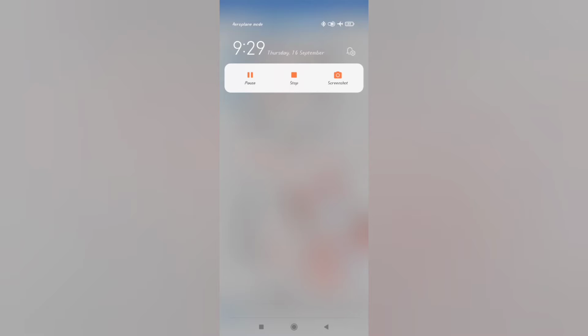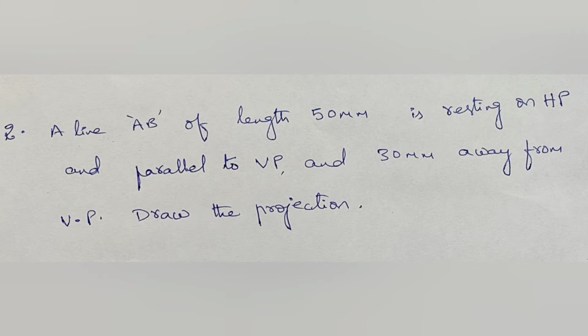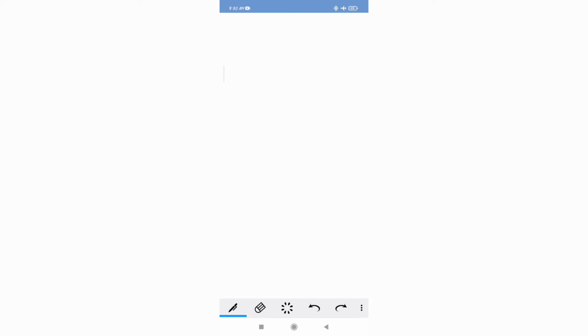Now let us see the second one. In the second question, a line AB of length 50 mm is resting on HP and parallel to VP. You have to underline the term. It is resting on HP and parallel to VP and 30 mm away from VP.